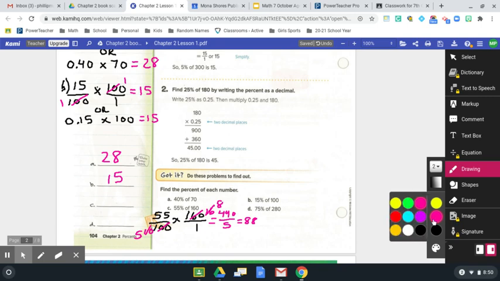Okay, let's try the decimal form of it one more time. Underneath, let's do the or. Let's check it out this way.